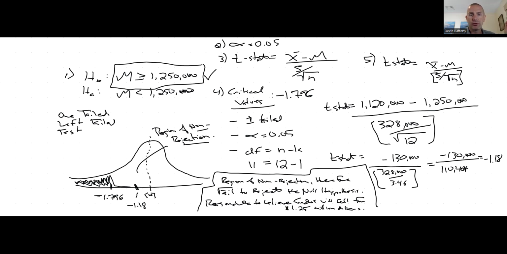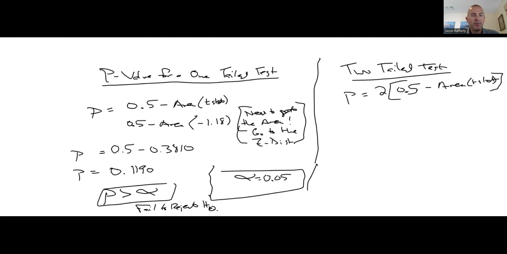Oh, that's wonderful news. How confident are you? So it's reasonable to think I could sell these condos for 1.25 million. Are you sure? And you say, yeah, actually, I'm sure. I looked at the p-value, and the p-value is 0.119. Alpha was only 0.05. So p is much greater than alpha.